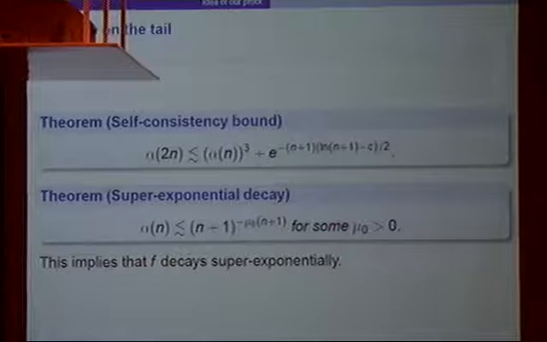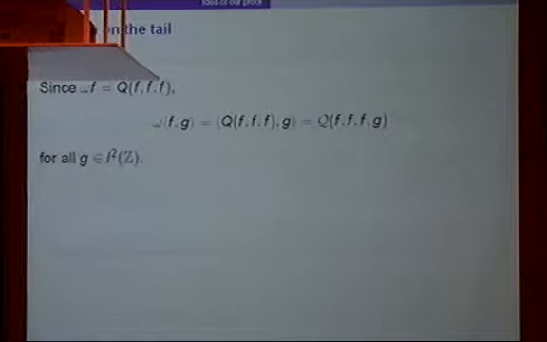Or am I fine? Okay. So this first part is about how to show the self-consistence bound. Since we know this f is a solution of omega f equals q of f, f, f, what we do is just take the inner product with any g in L2. So of course we have omega multiplied by the inner product of f with g, which is the inner product of q of f, f, f with g, which is q of f, f, f, g.